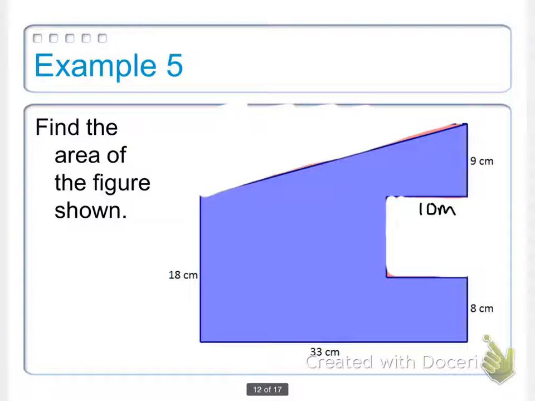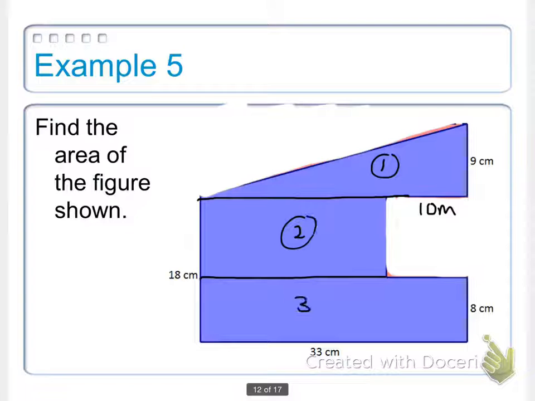Okay, in this number 5, this is a funky shape, and this is where people start really getting confused because we don't have a formula for this funky shape. They want us to find the area. So one of the things you can do when you get funky shapes is break it into shapes that you know. So I'm going to break it into a triangle and 2 rectangles. Okay, so I'm going to call this shape 1, shape 2, shape 3.